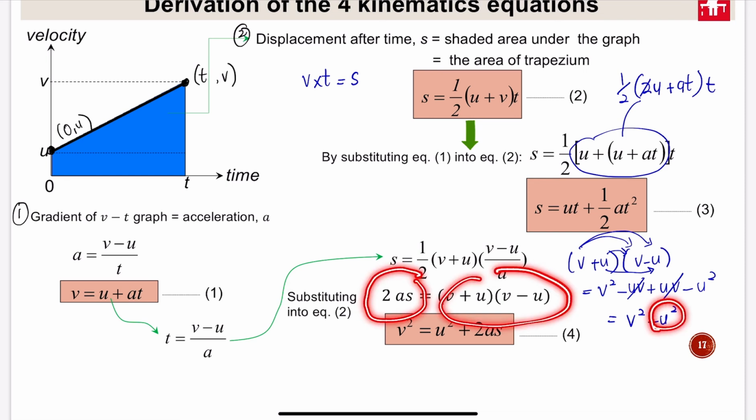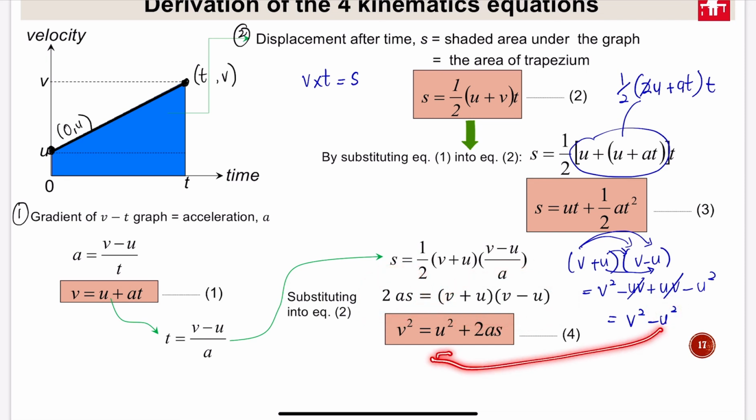So yang minus u square ni kita pindahkan to the left hand side. So kita jadikan v square as a subject. So kita akan dapat v square equals u square plus 2as. So we can obtain the fourth equation of linear motion from here.